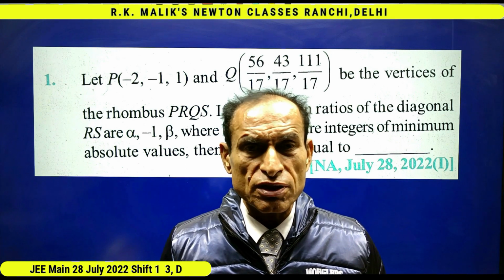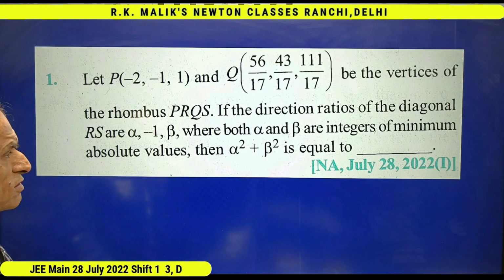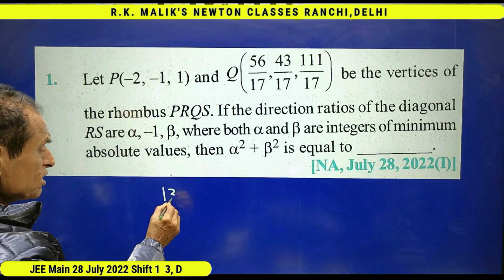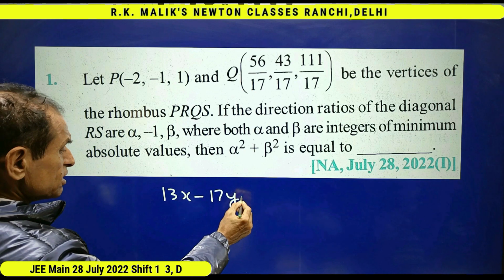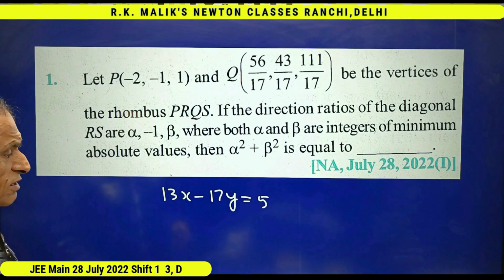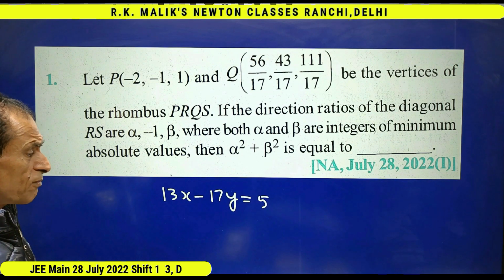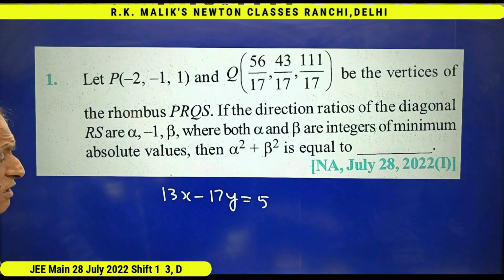Before I do this question, first I will tell you a few basic things. To understand the basic concepts, see this. Suppose an equation 13x minus 17y equal to 5 is given to you, and it is given that x and y are both integers, and you have to find all possible integral solutions of this equation.